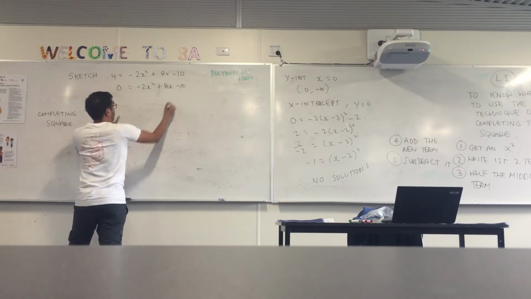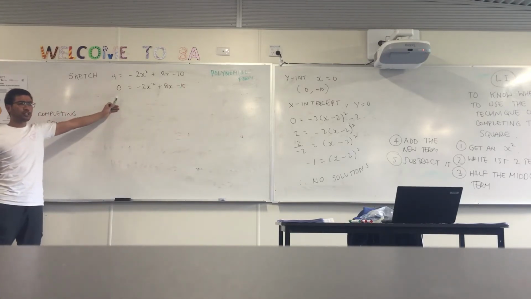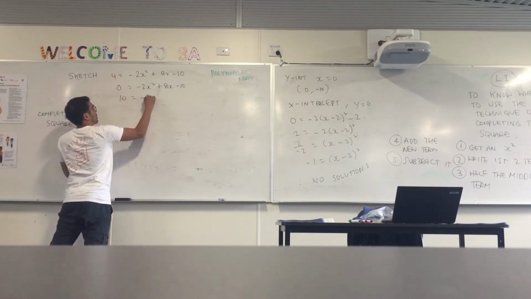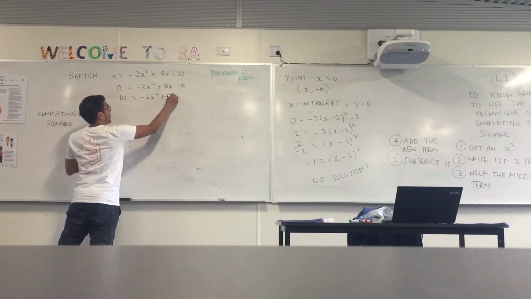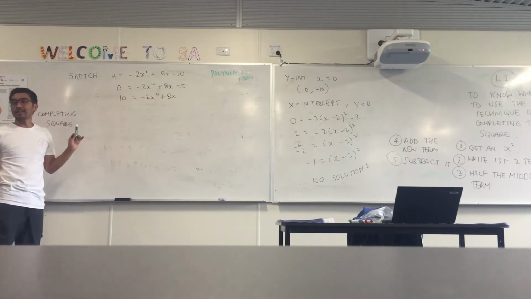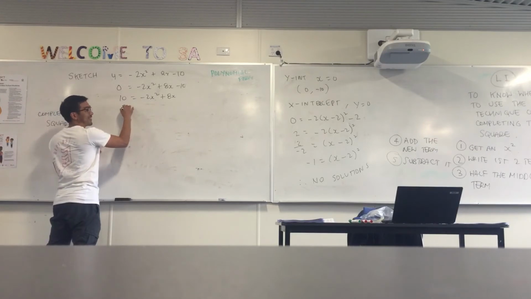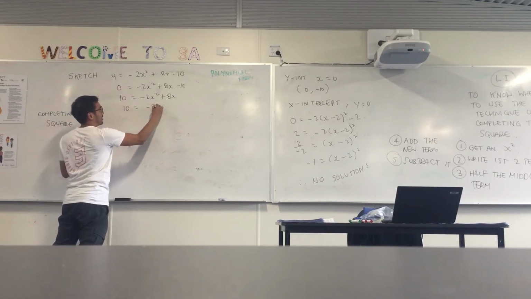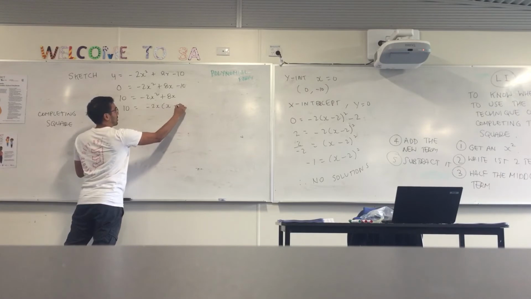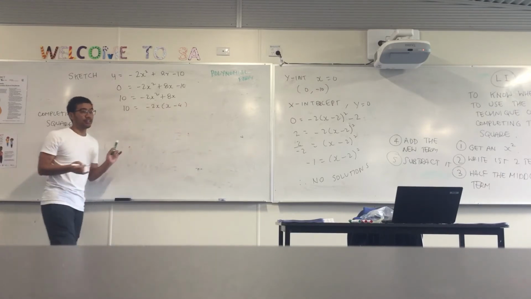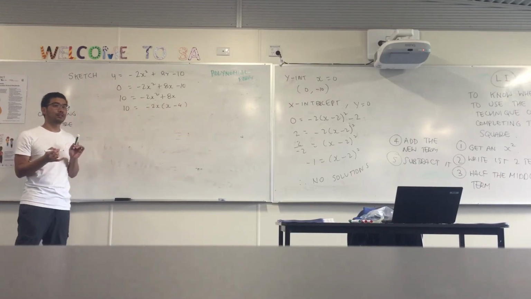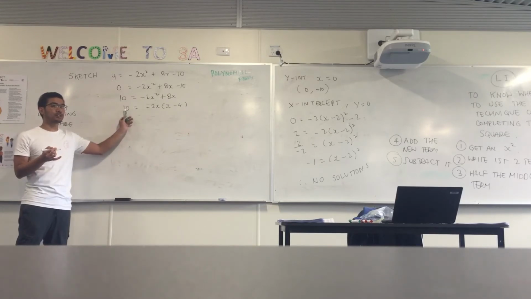Can I solve this as 0 to find the x-intercept? Yeah. How could I do it? Take the 10 left, and then what? Divide, factorize from here. Okay, if I start factorizing from here, what's wrong with that? Why can't I solve this?